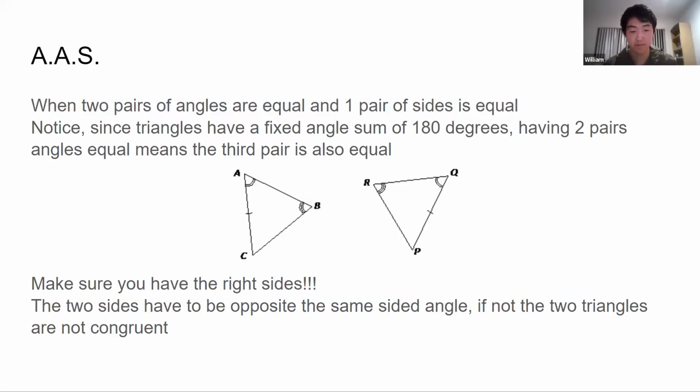Okay, so the next condition for congruent triangles is AAS, which basically means angle, angle, side. So when two pairs of angles are equal, and one pair of sides is equal, notice that since triangles have a fixed angle sum of 180 degrees, having two pairs of angles equal means that the third pair is also equal. Because if we know angle A and angle B, then we can just find angle C using 180 minus angle A, minus angle B. So again, here's some new notation.